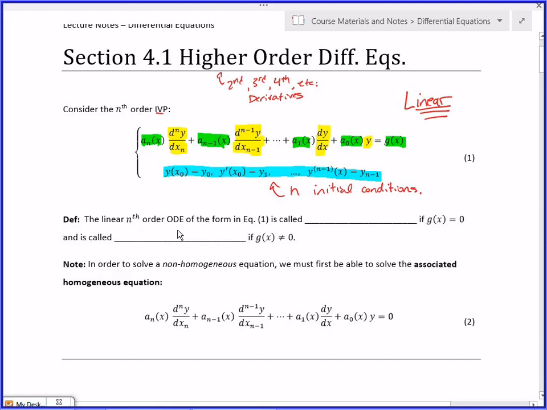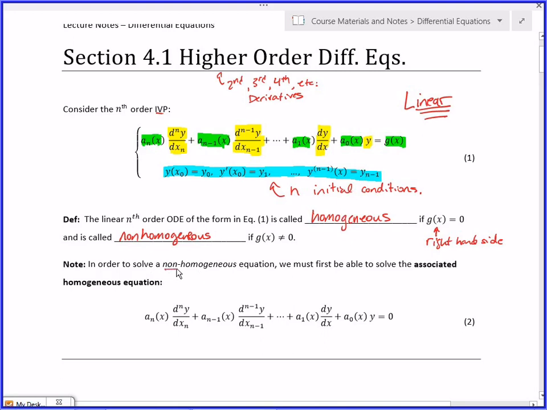The linear nth order ODE of the form in equation 1 is called homogeneous whenever the right-hand side is 0. We've got to break this down into basically two problems. We're going to solve homogeneous and we're going to solve non-homogeneous linear higher order differential equations. So if the right-hand side is 0, we call it homogeneous. If the right-hand side is non-zero, we call it non-homogeneous.